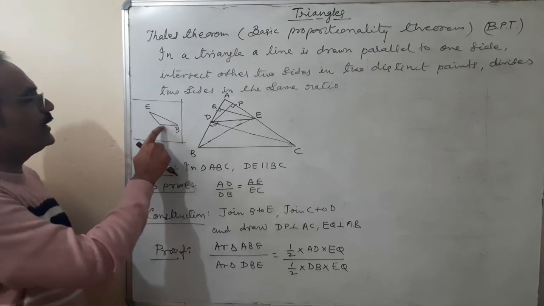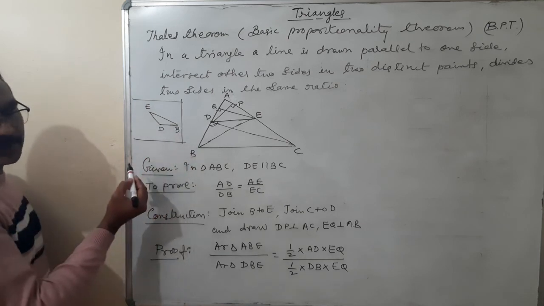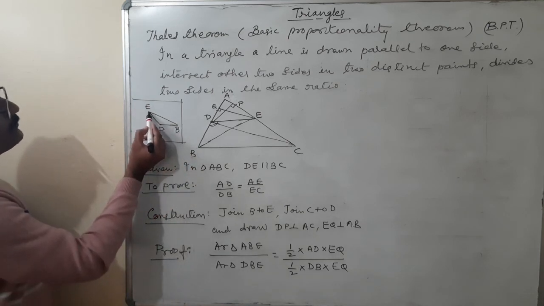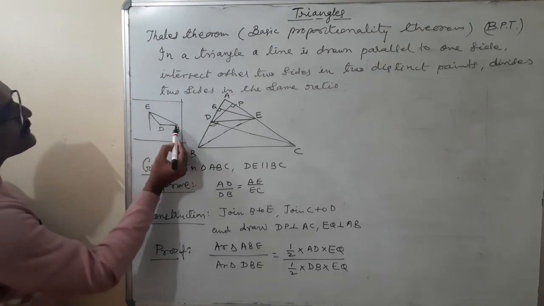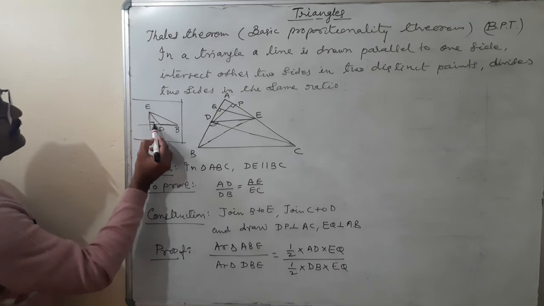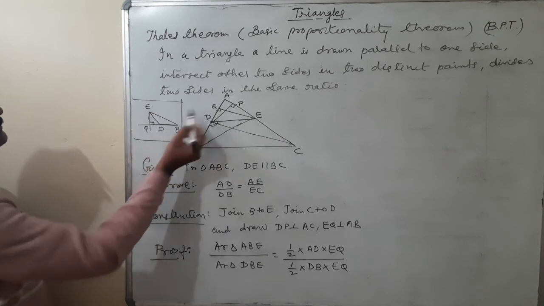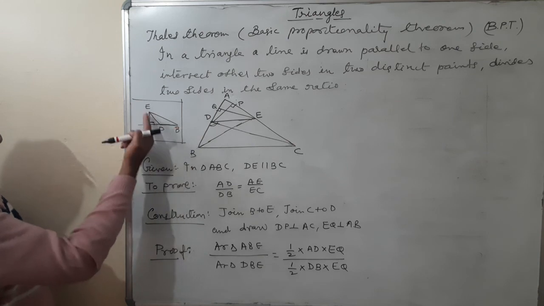We want to take BD as the base. So if BD is the base, then what would be the height? Through point E, we have to draw one perpendicular. When I draw the perpendicular, I have to extend this BD up to here, and this angle is 90 degrees. It is point Q. So what does it mean? Half base DB, and height is EQ.